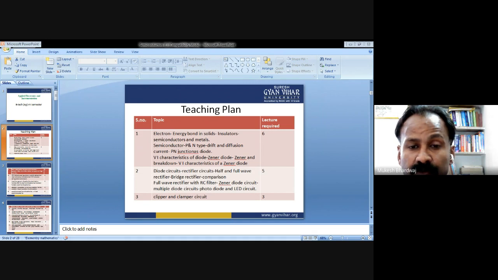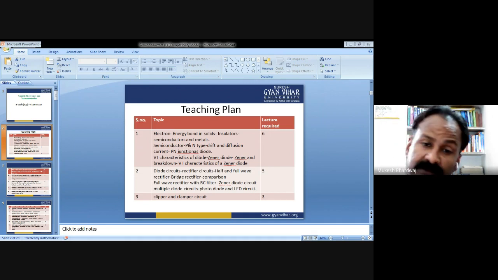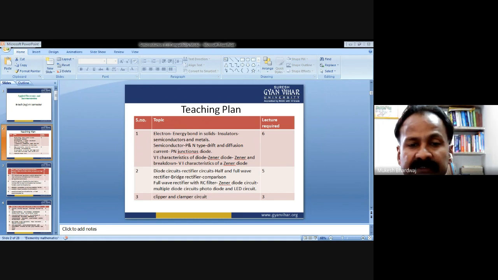PN junction diode. Now, when you form two types of semiconductors, and after that you join these two semiconductors to each other, then that particular element is known as a PN junction diode. VI characteristics of the diode, that is the current-voltage relationship of the diode. And there are various diodes, and under the curriculum we are going to study the Zener diode, Zener and breakdown, VI characteristics of the Zener diode.